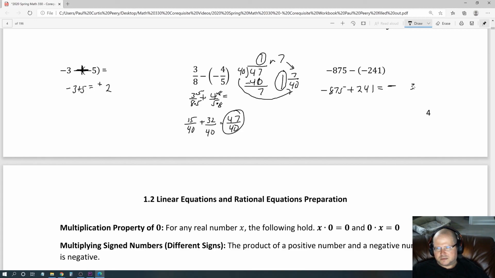So let's see, 34 and 6. Okay, cool. So it looks like the difference between 875 and 241 is 634. Cool.